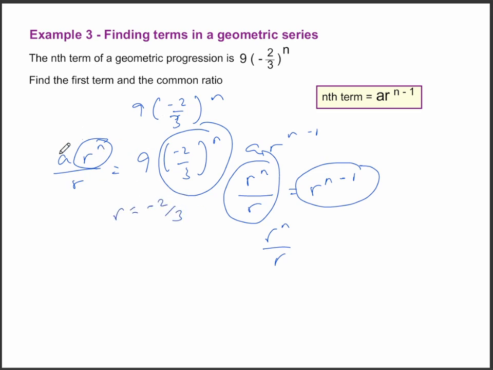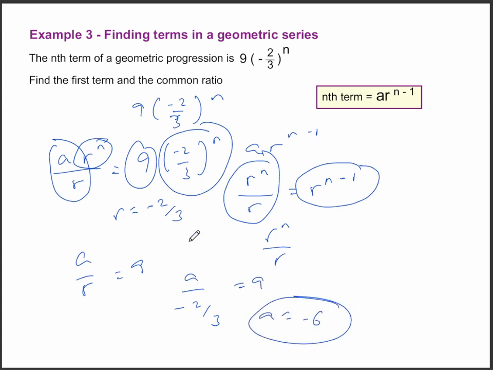And with that we can also find our a using this comparison. a over r equals 9. So a over negative 2 over 3 equals 9. And from that we get that a equals negative 6. So a is negative 6 while r is negative 2 over 3.